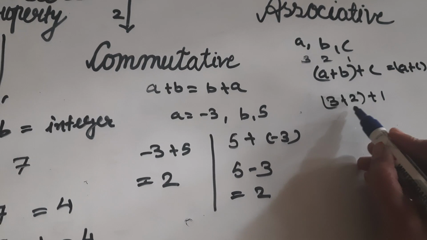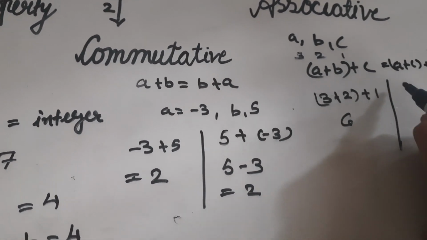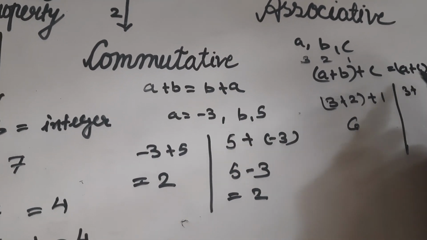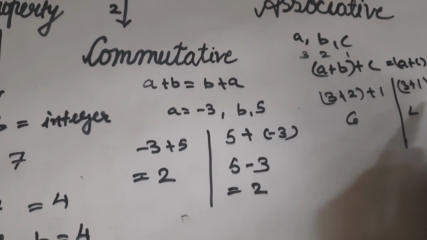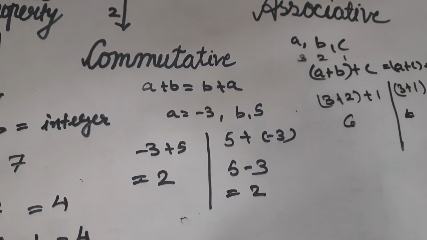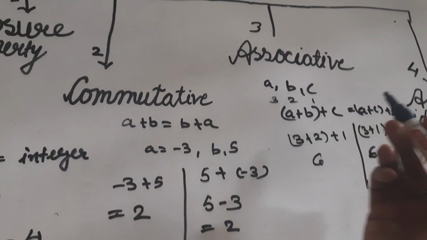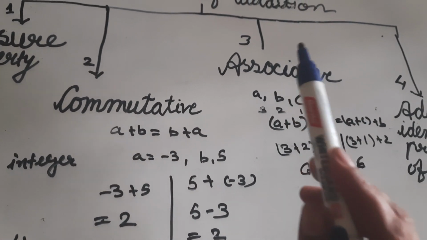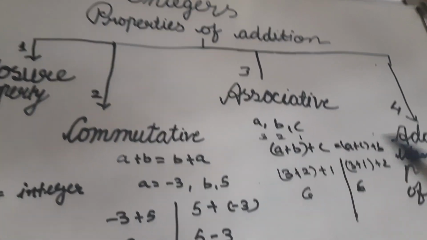So here 5 plus 1, 6. Okay, here a plus c. So 3 plus 1 and b is 2. So the answer is 4 plus 2, 6 only. So that means that by changing the groups also the answer remains the same, and this is the associative property. So we can say that addition follows associative property.